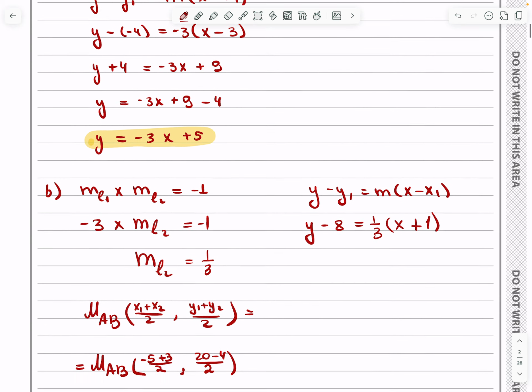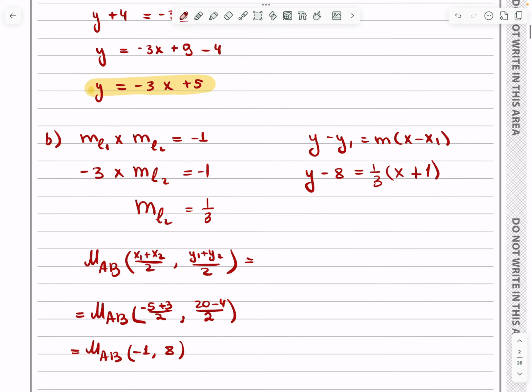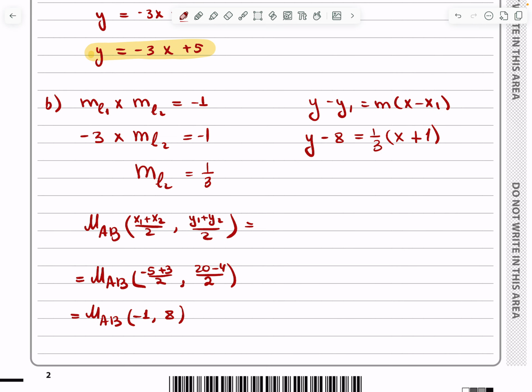Remember that at the end I need to give my equation in the form px plus qy plus r equals 0. So I have to rearrange this equation, taking everything to one side. But before we do that, I want to multiply everything by 3 just to get rid of the fraction on the right hand side. It's going to be 3y minus 24 equals x plus 1. Let's move everything to the right hand side: 0 equals x plus 1 minus 3y plus 24. That is x minus 3y plus 25 equals 0.